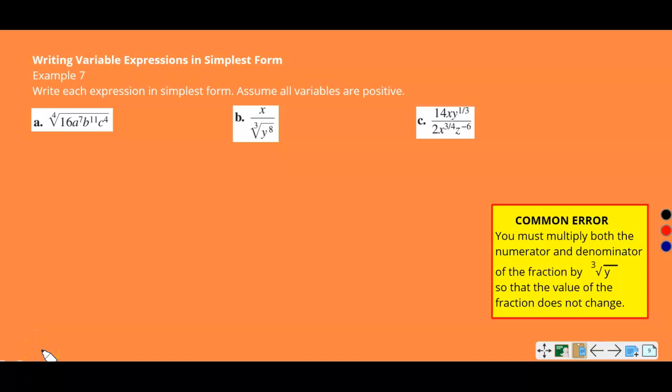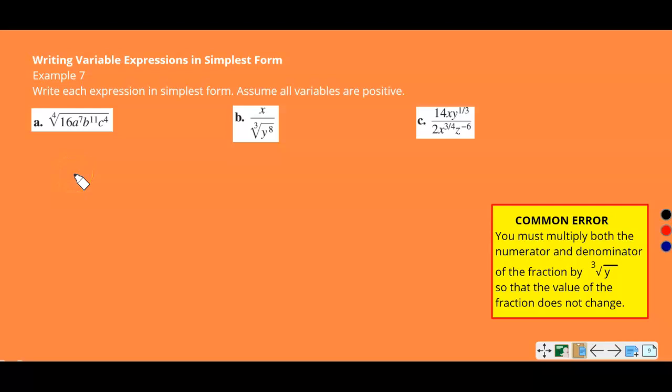Example 7, writing variable expressions in simplest form. Write each expression in simplest form. Assume all variables are positive. So see, very quickly they went to assume all variables are positive. So that's what you're going to see most of the time, which means we don't have to worry about the absolute value. We're going to assume that they're positive.